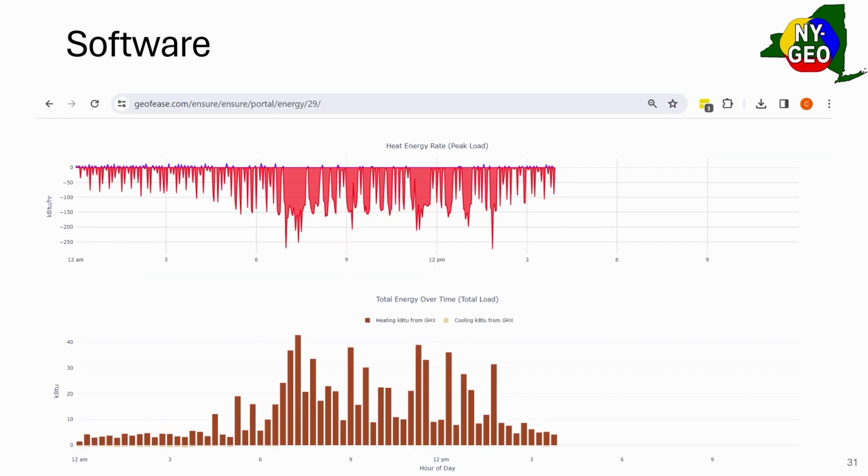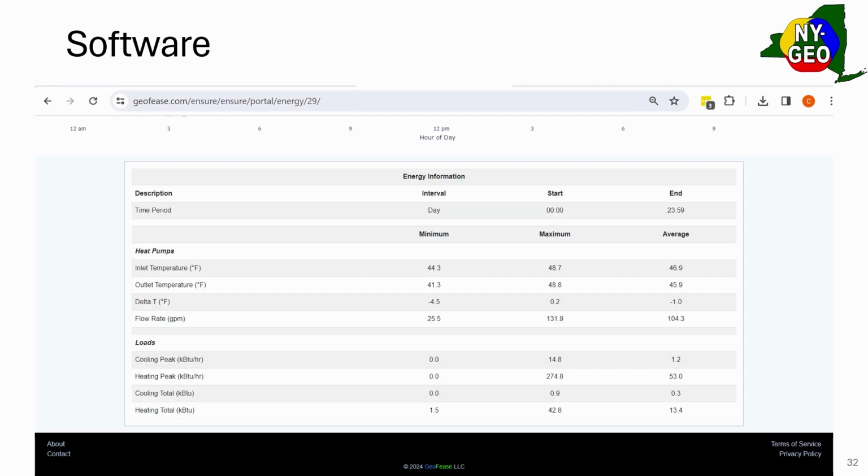And once we have that, then we can calculate our BTUs, right? Our total BTUs and our peak BTUs, in terms of total load and peak load. Once we have that, then we can look over specific time intervals, maybe a week. You want to look at your average delta T for the past week, or maybe your total cooling load for the past month, or your peak heating load for the past month, something like that.